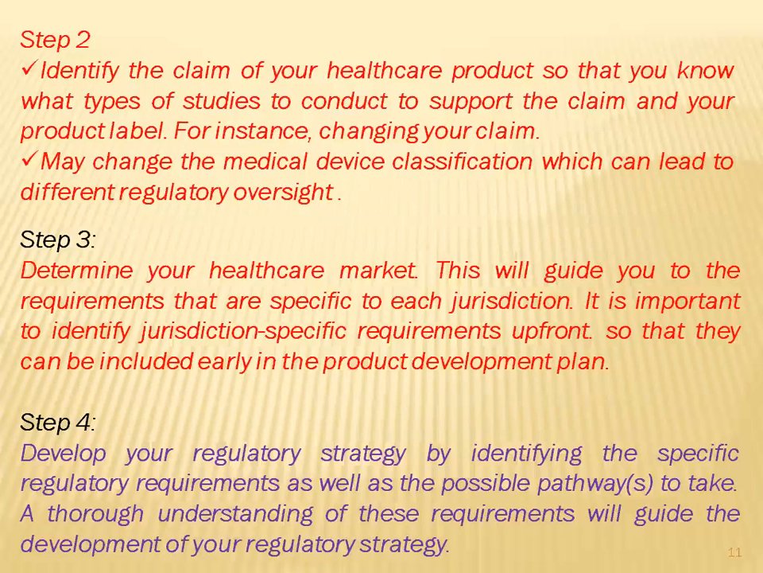The next step is to develop your regulatory strategy by identifying the specific regulatory requirements as well as possible pathways to take. A thorough understanding of these requirements will guide the development of your regulatory strategy. That means from the starting point, from the discovery phase, we need to develop different reports and get approval from different regulatory agencies. In that case, the RA officer will get all the data, all the study reports from different manufacturing or study sites, and will convey them to the regulatory agencies. He will get approval, and then the company can go for further studies.